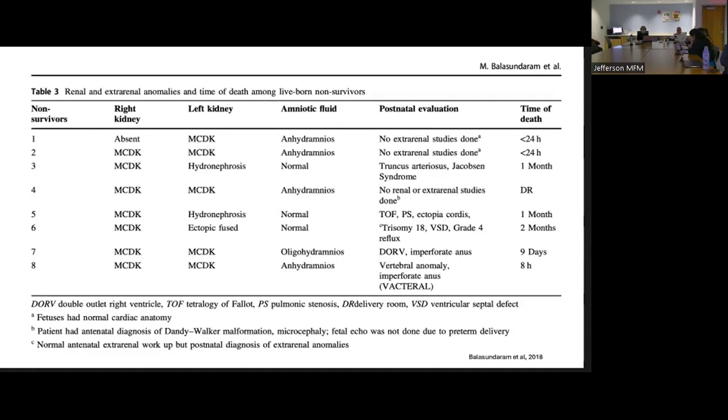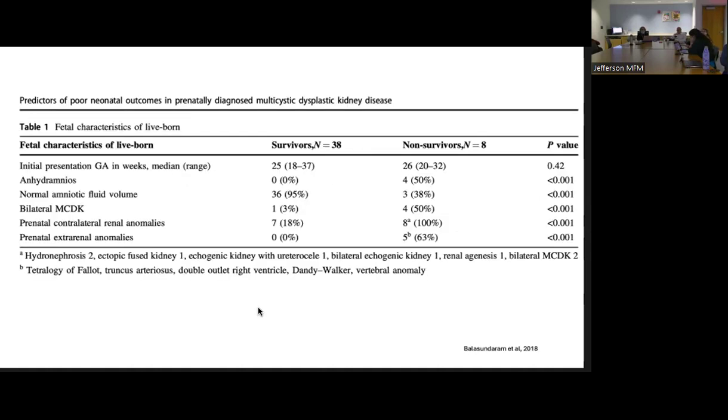How many had extrarenal malformations? Among those who died, extrarenal malformations were present in 63%, 5 out of 8, versus 0% in the survivors. Okay, but like 4 of them were bilateral anyway. Exactly. It's crazy.